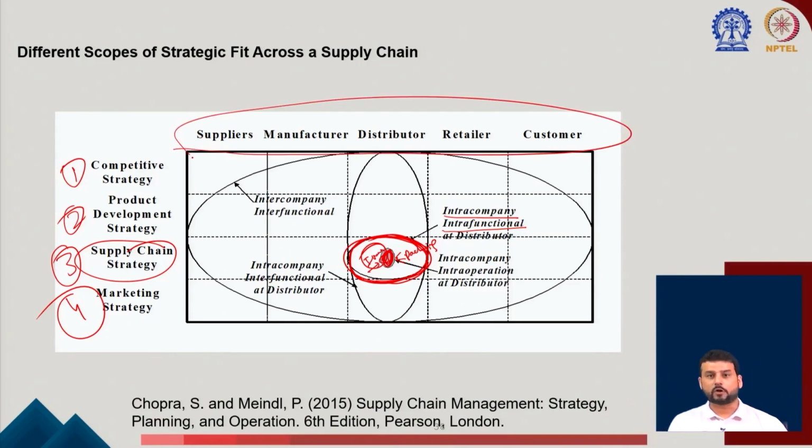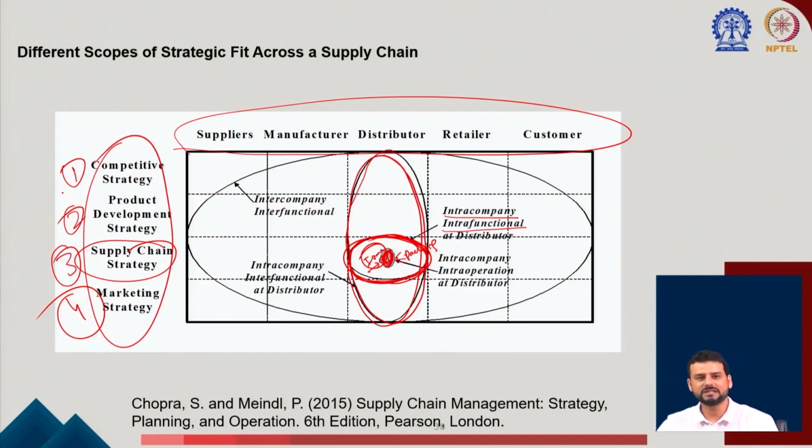Now let's broaden this picture and come to one particular player and align all the strategies, all the functions. This is what I was talking about. Now within that player, if distributor wants to be efficient, so competitive strategy will be minimum cost. Product development strategy will be, if he is developing, because distributor is not developing the product. If we will take the example of manufacturer, then we can say that manufacturing strategy will be minimum cost, right? Supply chain strategy will be minimum cost. All the functional units toward minimizing the cost.